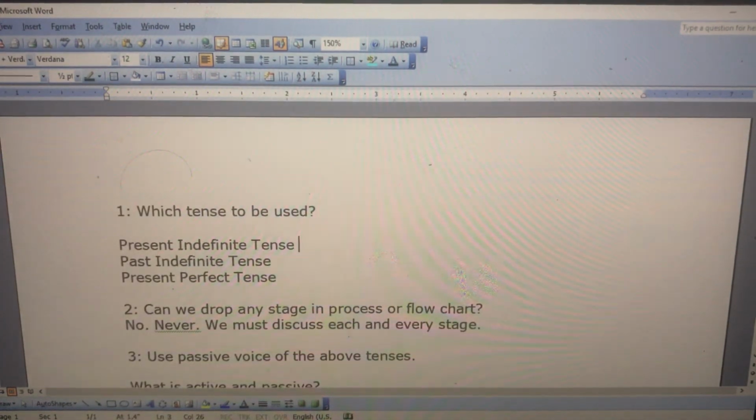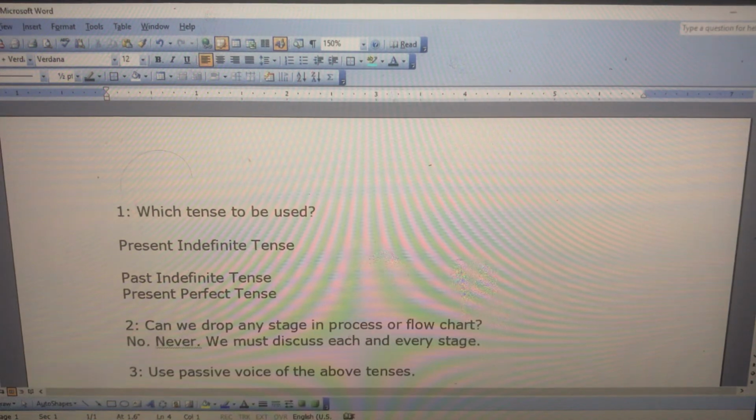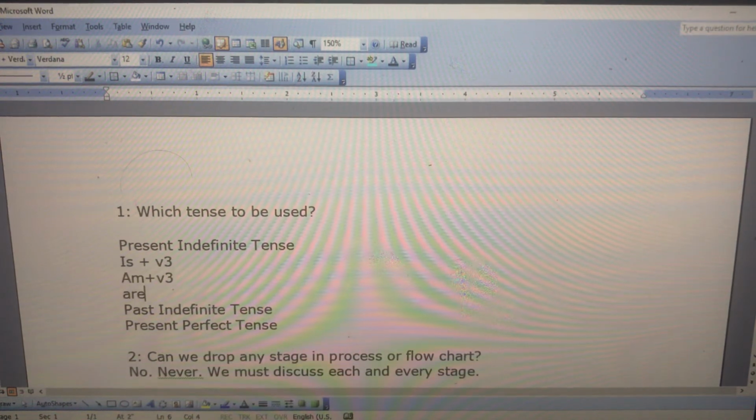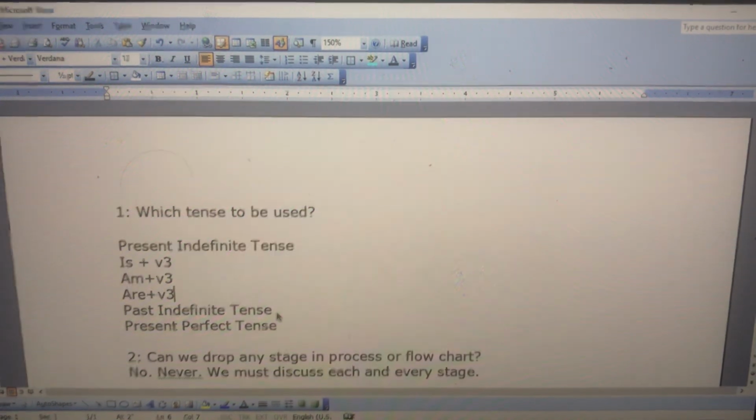And let me tell you, students, that for the present indefinite tense, you will have to use is plus verb third form. In passive voice, we always use verb third form. We never use verb second, we never use verb first, we never use verb fourth form. Is plus verb third, am plus verb third, and then are plus verb third. This is very, very important, okay? These are the auxiliaries of present indefinite tense, right?